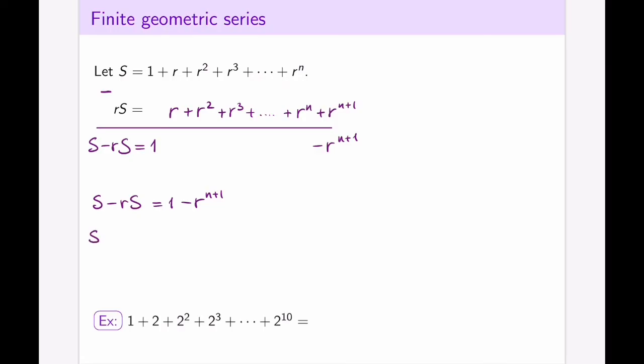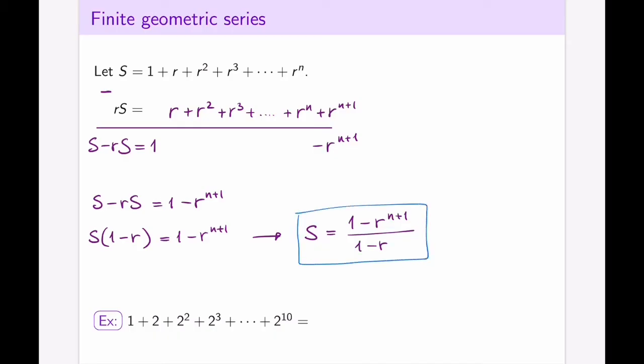I can factor S out on the left-hand side, and I'm going to get 1 minus r as whatever is remaining in the brackets. And once I have that, I simply divide both sides by 1 minus r and get 1 minus r to power n plus 1 divided by 1 minus r. And that is the final formula for the finite geometric series. Let's see how we can apply this.